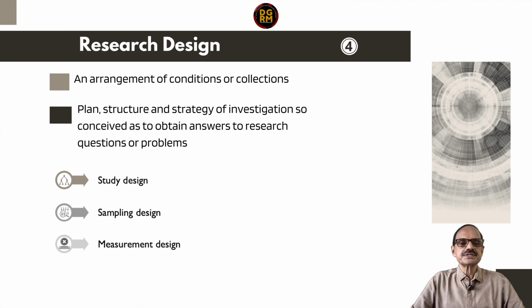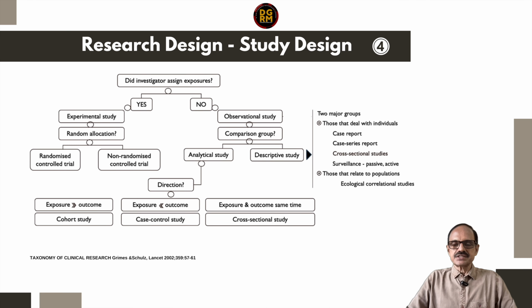The next step is research design. This is a very important area. It's a blueprint, an arrangement of conditions for collection, a plan, structure, and strategy of navigation, so conceived as to obtain answers to research questions and problems. For our convenience, we divide the research design into study design, sampling design, and measurement design. First, we will see the study design. There are several types of classification, but today we discuss the classification published in the Lancet.